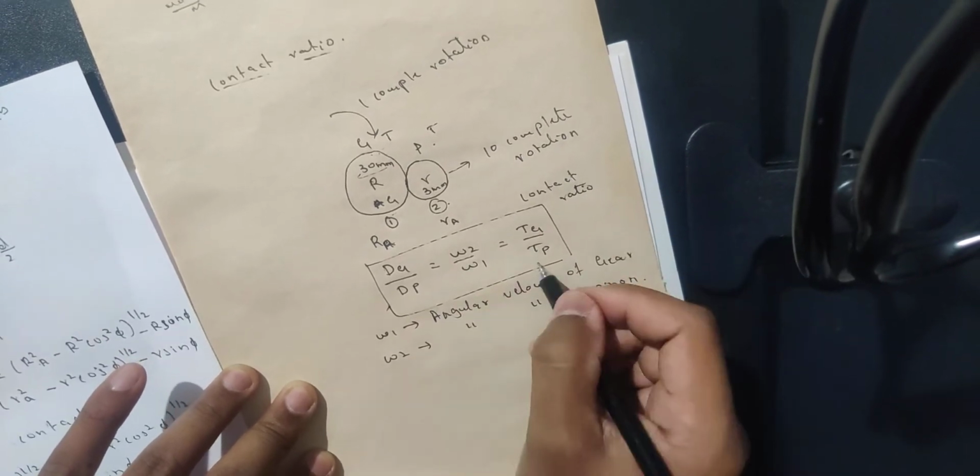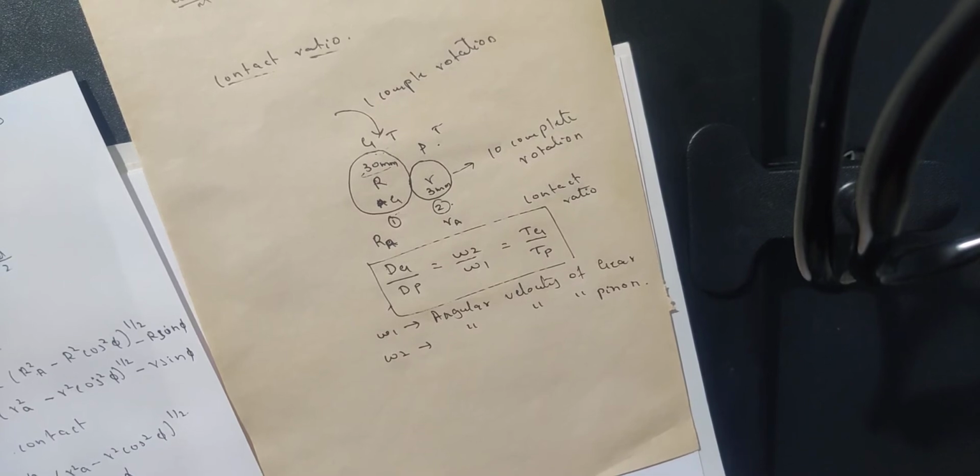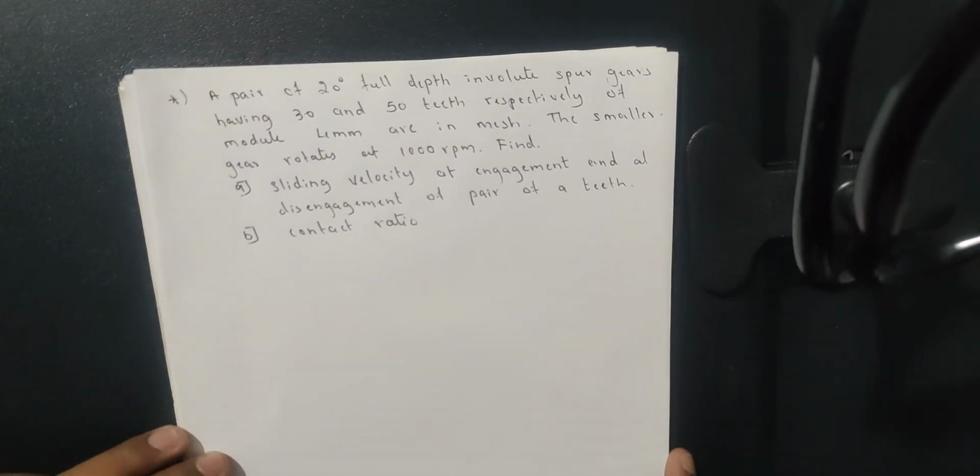So through this relationship we can find out the diameters, the angular velocities, and the number of teeth here. Is it clear? Okay, so next we'll be starting a problem on this. So just take a problem. Okay, so this is the problem definition which we will be studying.